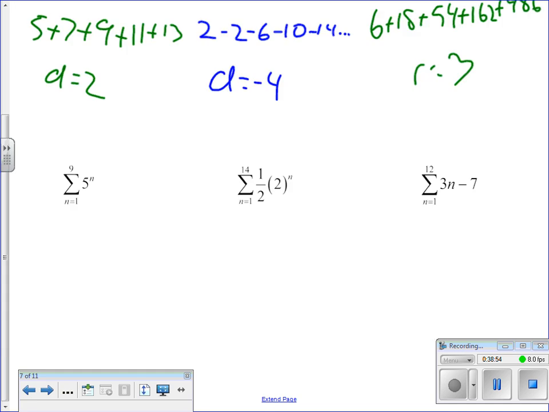So if I look at the next one, same idea. Plug in 1 for n and then 2, so I get 5, plus 25, plus 125, plus 625, plus whatever the next one is. Is this arithmetic or geometric? It is geometric, goes up by what? 5. R equals 5.